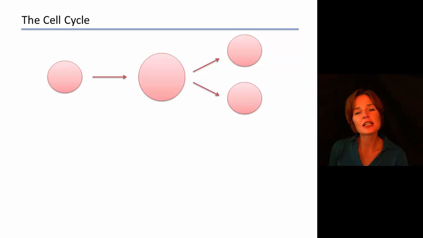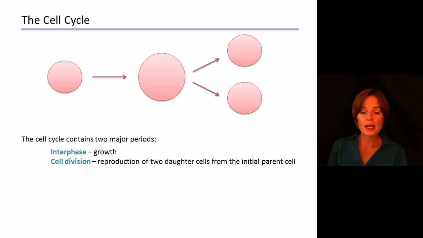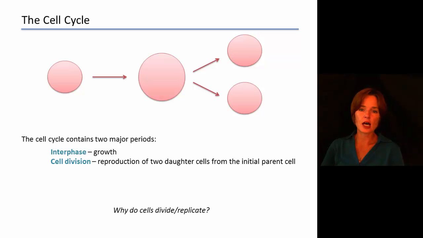The cell cycle is the life cycle of the cell, and this involves taking a single cell, growing it, and then ultimately splitting that into two. This involves two major parts. We have interphase, which is going to be the growth part, so that's the first portion of it, and then we have the actual splitting portion, which is known as cell division. And cell division, that's the reproduction of daughter cells, so getting two cells from the initial parent cell that we started with. Now, this process, it does happen pretty regularly with our cells.